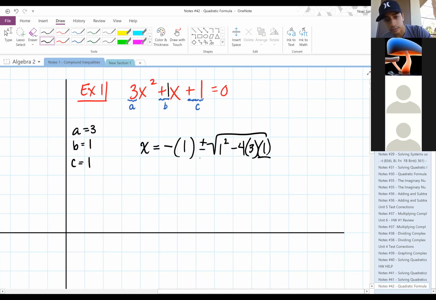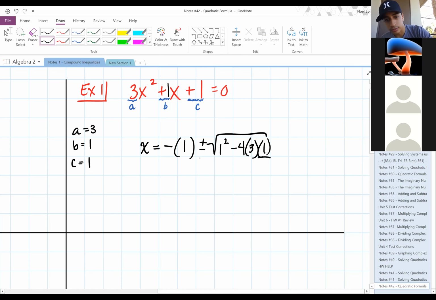Sometimes I see the mistake of people writing the division just right here, and they leave out the very beginning of the quadratic formula. That's not the case, okay? The line extends and it covers everything, all right? So that denominator is the denominator for the whole numerator, all right? And so then from here, it's just a cleanup process.